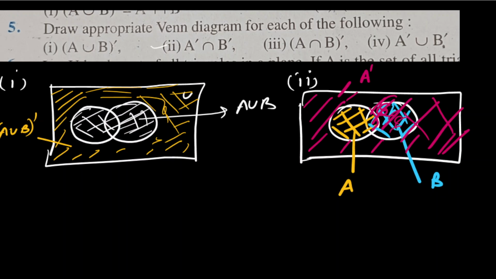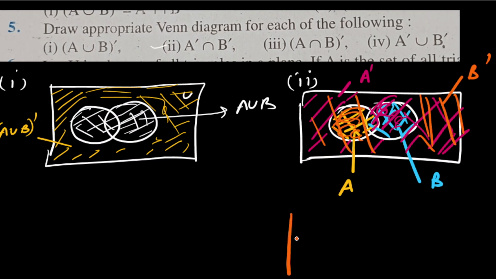And then B complement. So what is B complement? B complement means everything will come, again, other than B, including this also. A's part also. This is B complement. Okay, this part also will come.